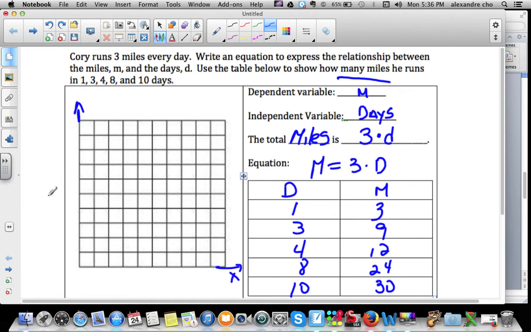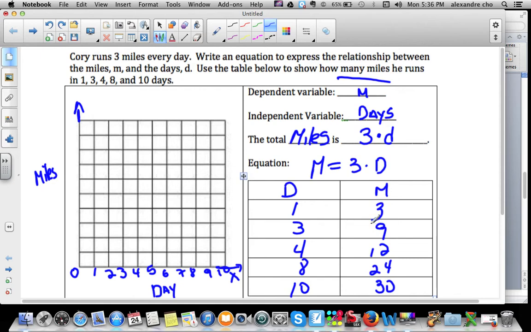So your dependent usually goes on the side here. This is your miles, the total miles that he runs, which depends on the number of days. Okay, that's 0. So the number of days, we go from 1 to 10. So let's start 1, 2, 3, 4, 5, 6, 7, 8, 9, 10.